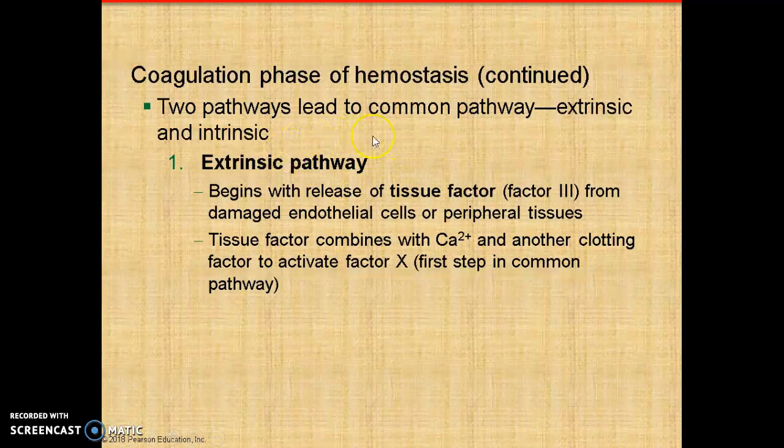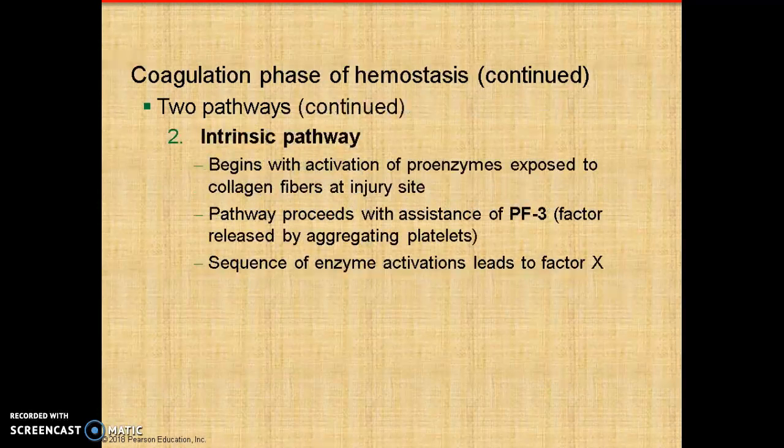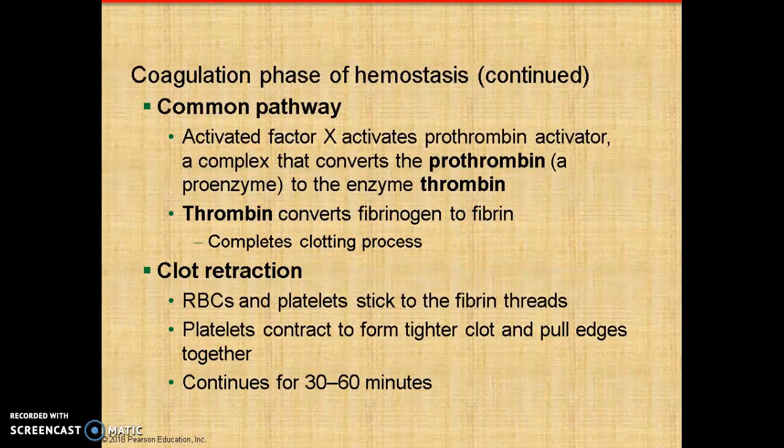Well, there are two pathways that lead to the common pathway, and that is the extrinsic and intrinsic pathway. We'll look at a diagram of these two pathways, but basically you just need to know their names. There's the intrinsic, but we'll look at that in a second. And both of those will lead to the common pathway. And that common pathway is going to lead to the conversion of the fibrinogen protein in the blood to fibrin threads that will trap the red blood cells.